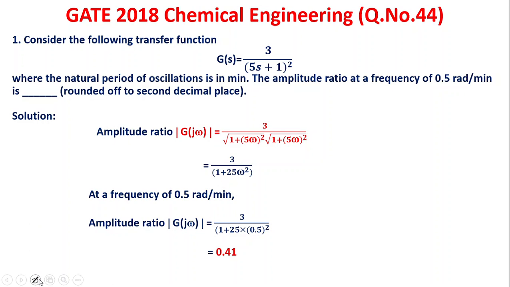So here, there's nothing wrong. We have to put one bracket. This is that bracket. So if we substitute and simplify, we'll get amplitude ratio as 0.41, rounded off to second decimal place. That is why I have rounded off to second decimal place. Let us move on to the second problem.